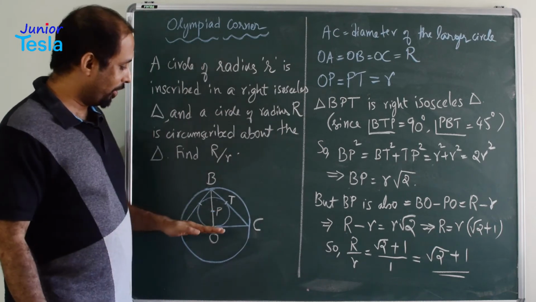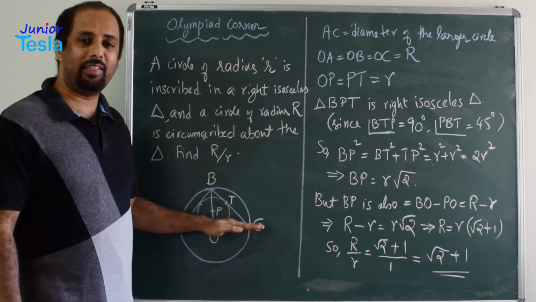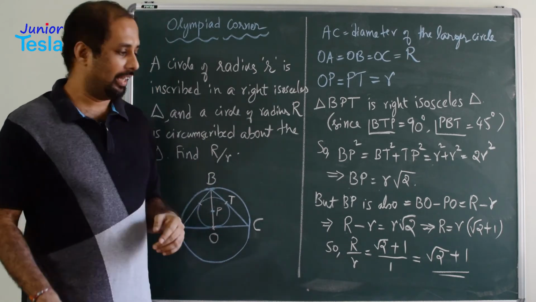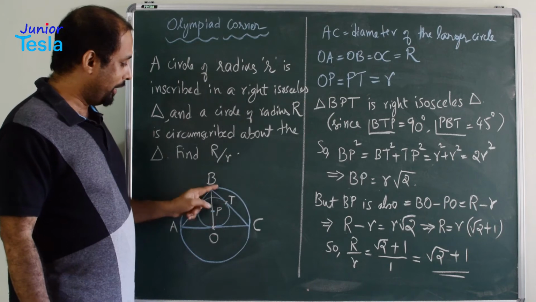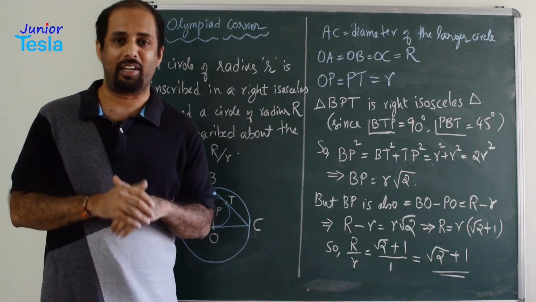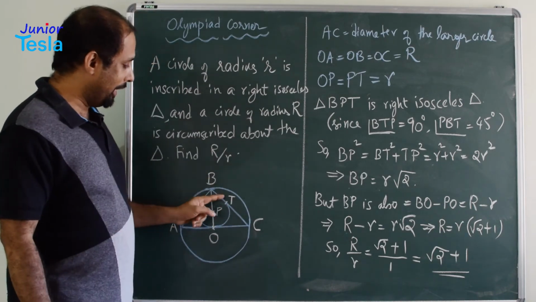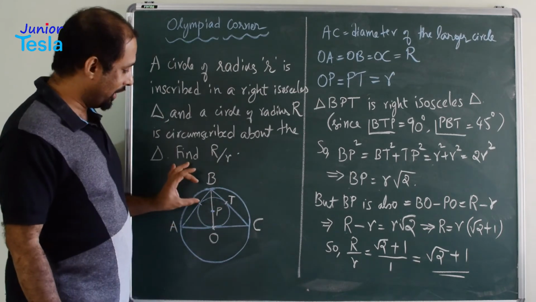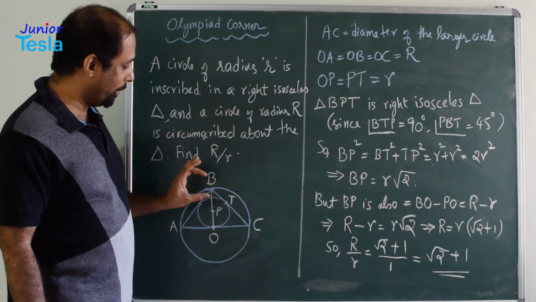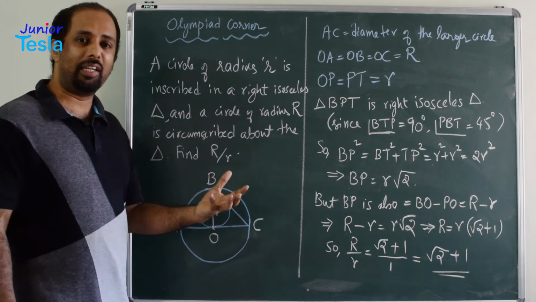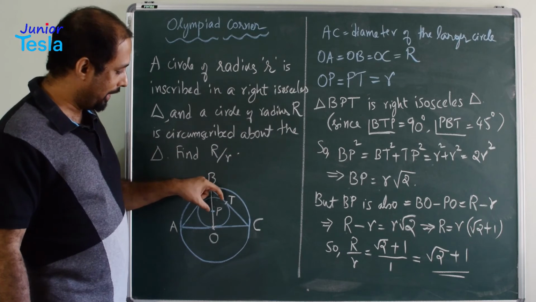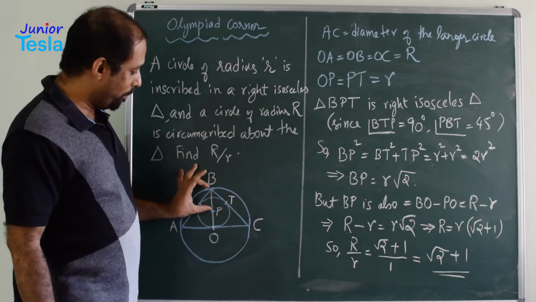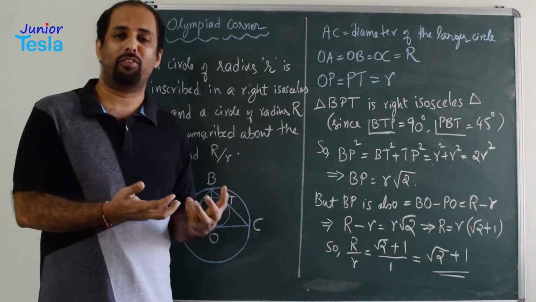So we have got a lot of information. We got to know that AC serves as the base for the triangle and the diameter for the larger circle. Then we got one small triangle BTP, which is also a right isosceles triangle. That means BT and PT, both of them are equal. Now let us try to find the expression for BP, because we know everything else. We know what PO is, we know what BT is, we know what OB is, everything is known. But we don't know what BP is. So let us try to write some expression for BP.